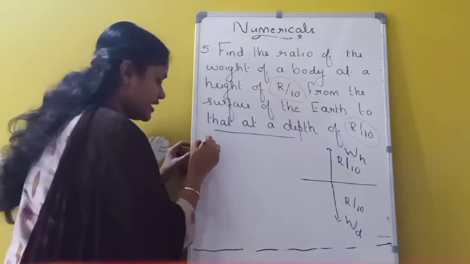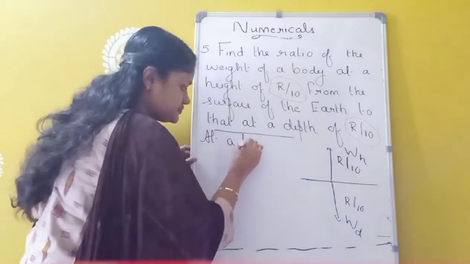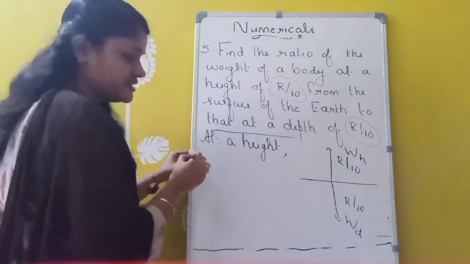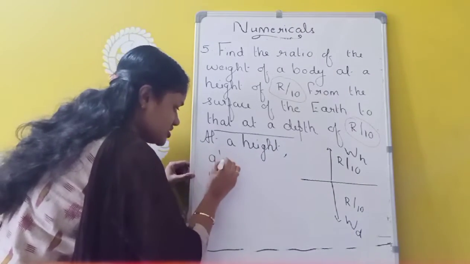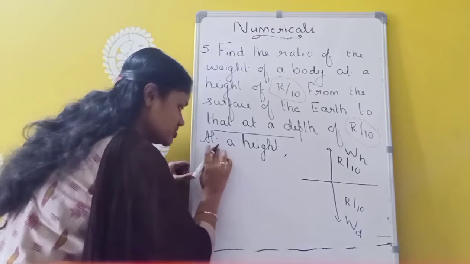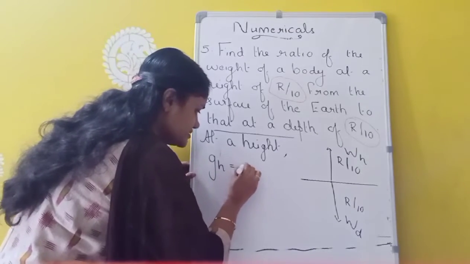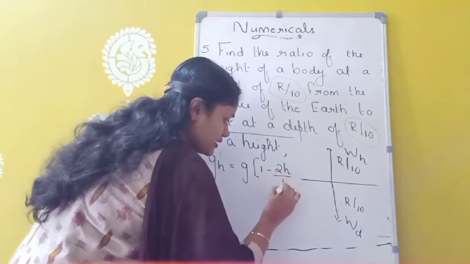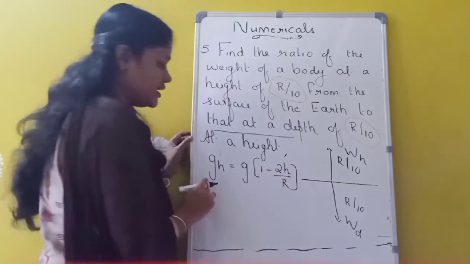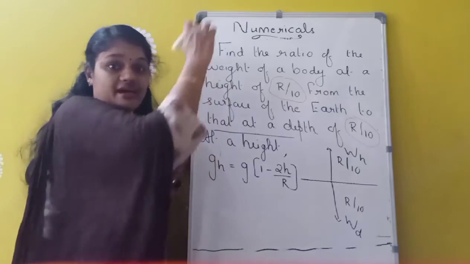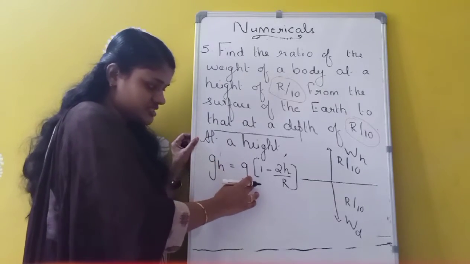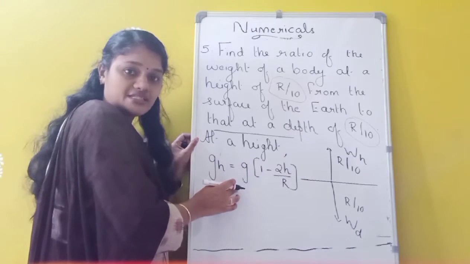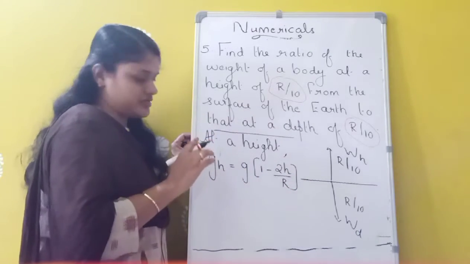So we have the formula for acceleration due to gravity at a height from the surface of the earth. At a height, the acceleration due to gravity is given as g dash, so we can write as gh. G at a height is given as gh equals g into 1 minus 2h by r. So this is the formula for acceleration due to gravity at a height, that is gh equals g into 1 minus 2h by r. Here g is the acceleration due to gravity on the surface of the earth.